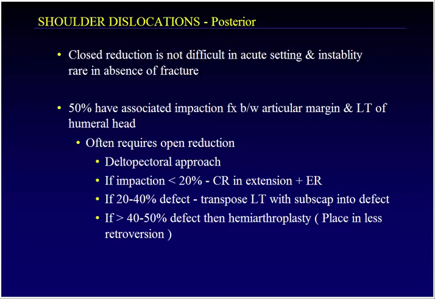If the impaction is less than 20%, you can treat them with closed reduction and extension. If you have a 20 to 40% defect, you can transpose the lesser tuberosity with the subscapularis into the defect. If the defect is greater than 40 to 50%, then reconstruction of the humeral head is probably not the best option, and that patient should be considered for prosthetic replacement of the proximal humerus, remembering that you probably want to place the humeral component in less retroversion than you would otherwise.